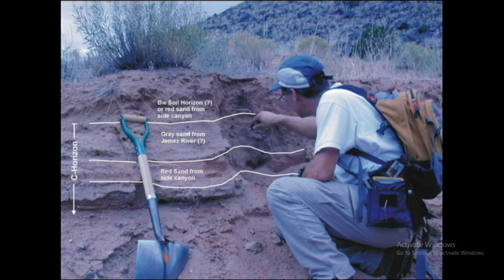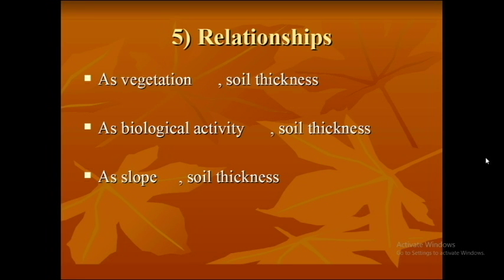And here's a real one. As vegetation goes up, soil thickness will go up. As biological activity goes up, soil thickness will go up. So you can see these two are direct relationships. Now this last one, as you have a greater slope, soil thickness will actually decrease. So the higher the hill, the less the soil wants to stay on the hill.